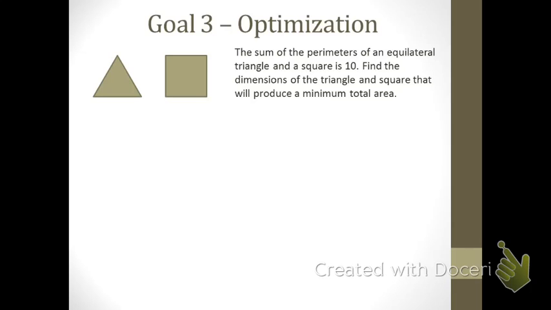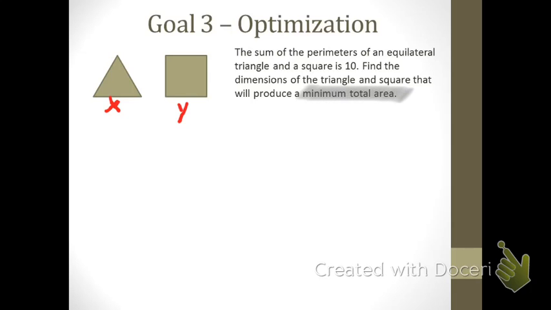Alright, so the way this problem is set up then, the equilateral triangle could have any dimensions that we want it to, and the square could have any dimensions we want it to. So let's just say the length of each side of the triangle is x, and each side of the square is y. Alright, now one of the things we have to be able to do is come up with our function that's going to minimize the total area.